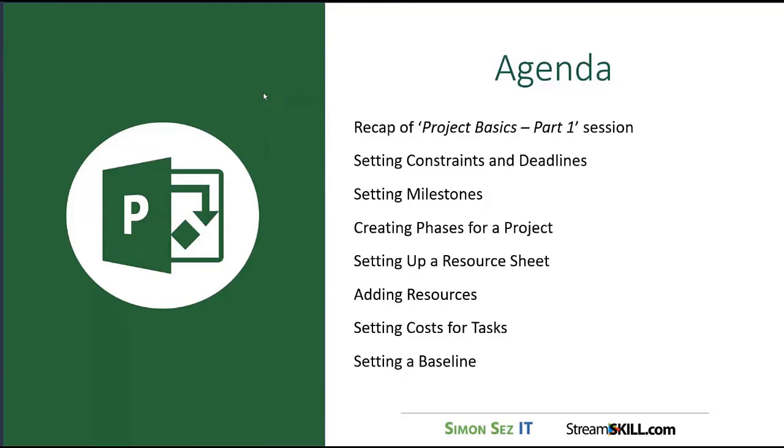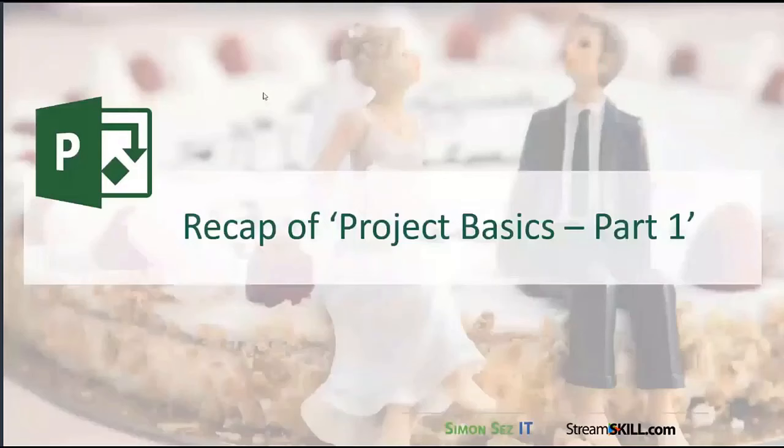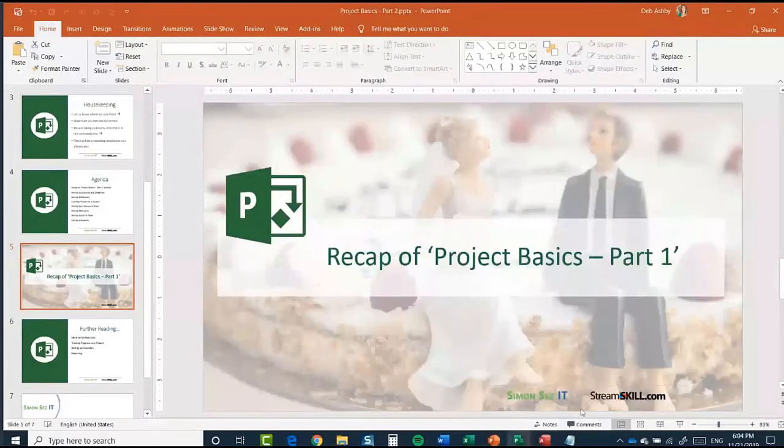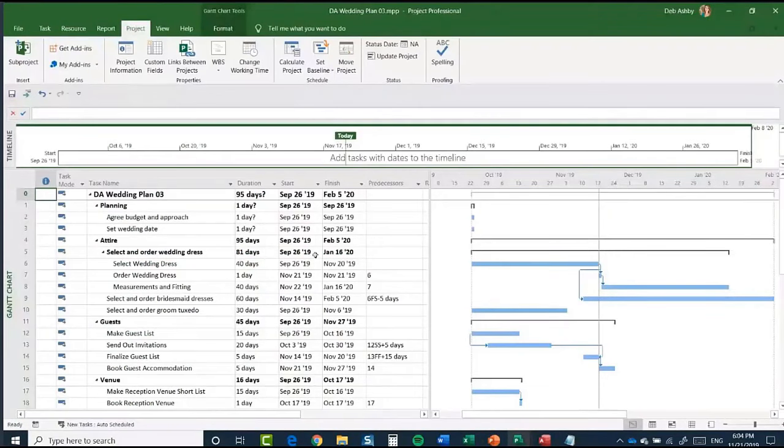So that's what we're going to go through today. Now, we're going to start out with a recap of Project Basics Part 1. And if you remember, we were putting together a plan for a wedding. Again, this is just a demo file or plan. You may want to relate it more to the kinds of things that you do at work, so it might be an IT project or a marketing project or whatever it is that you do. But ours was related to a wedding plan. So let's jump back into Project, and I am going to bring up what we were working on in the previous session.